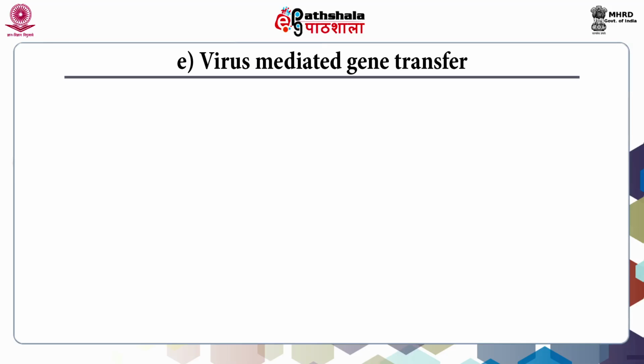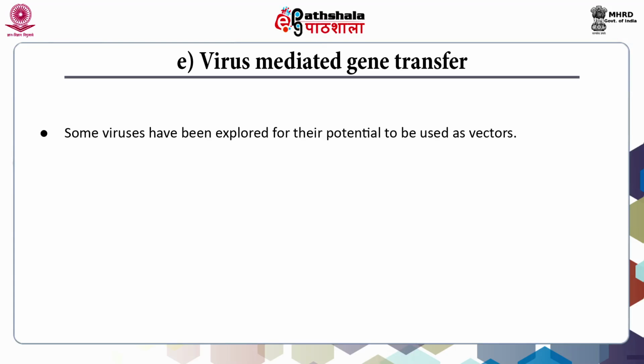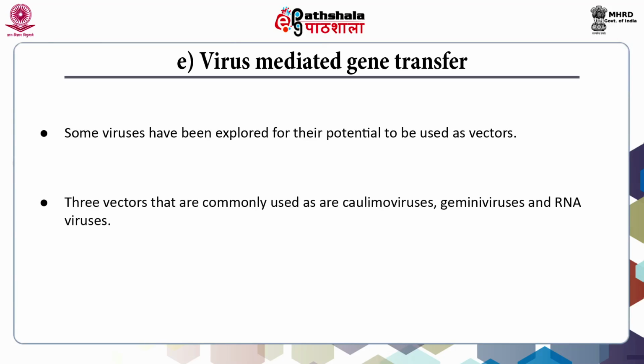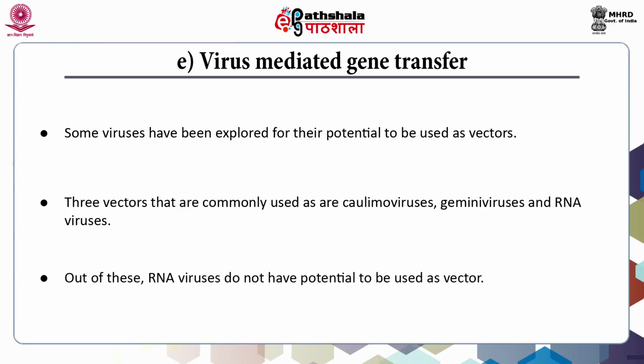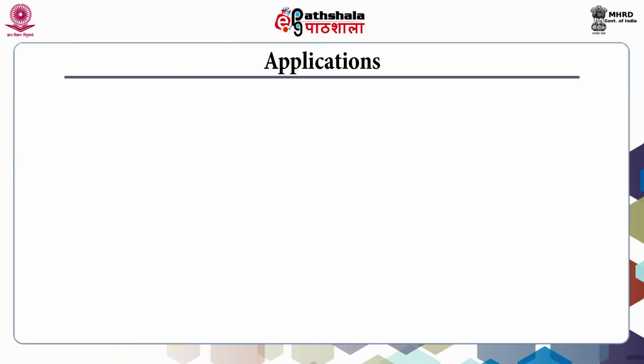Coming to the next chemical method, that is virus-mediated gene transfer. Some viruses have been explored for their potential to be used as vectors. Three vectors that are commonly used are caulimoviruses, Gemini viruses and RNA viruses. Out of these, RNA viruses do not have the potential to be used as a vector. Now coming to the application part.